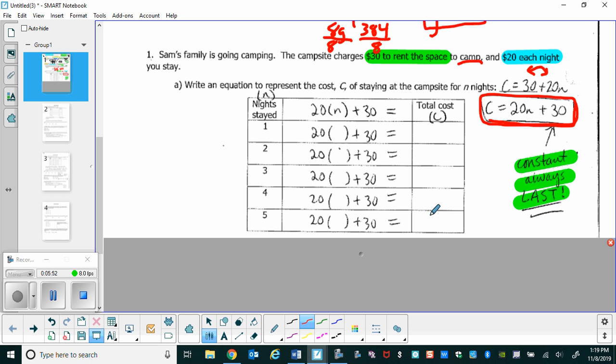So what this table of values does is it allows us to explore multiple different costs depending on the nights that you stay. So if you were to only stay one night, well, that would be 20 bucks plus the 30 to rent the space, and that would cost you $50 total. Now, if you stay for 2 nights, that's going to cost you 40 bucks, but then plus the 30 to rent the space would be 70. If you stayed for 3 nights, that'd be 60 bucks plus the 30 to rent the space. If you stayed for 4 nights, that'd be $80 plus 30 is 110. And if you stayed for 5 nights, that's going to be 100 bucks, and 100 plus 30 would be $130, okay?